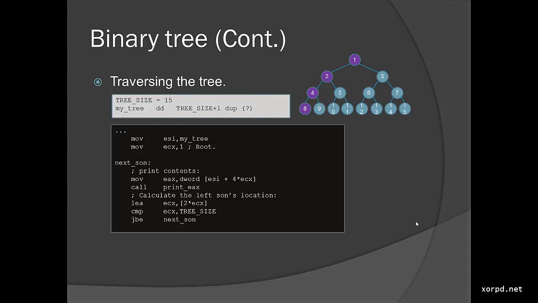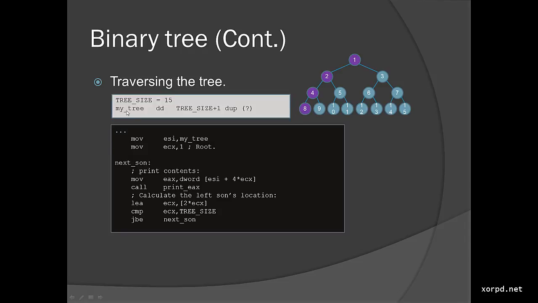Let's look at some actual code of something that we can do with the tree. We are going to look at a very simple example, just traversing the tree in this manner. We just take the left every time. We take the left son of every node and then we continue by taking the left son.